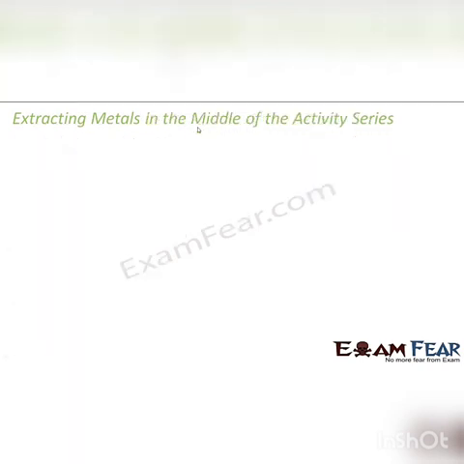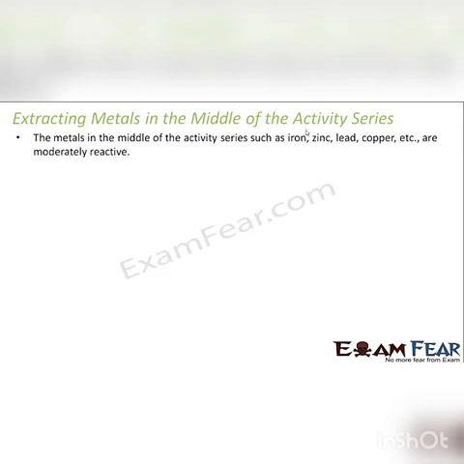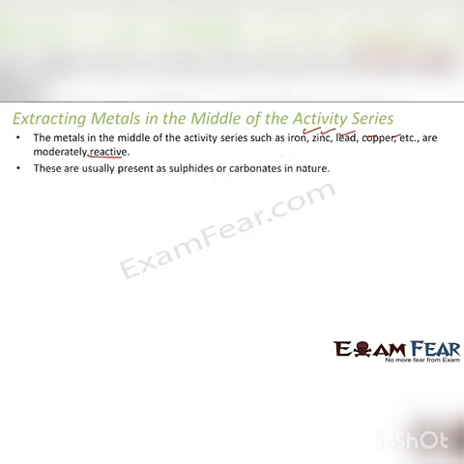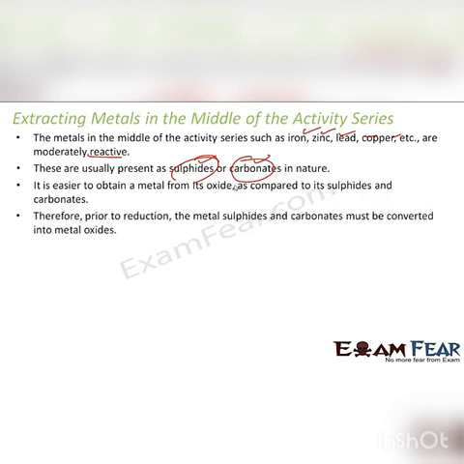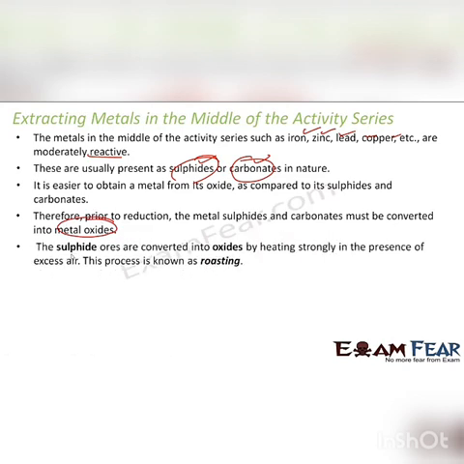For the metals in the middle of the reactivity series, such as iron, zinc, lead, copper, etc., they are moderately reactive. Correct? And these are generally present as carbonates or sulfides. So either carbonates or sulfides. But it is difficult to take out metal from the carbonate or sulfide ores. So we'll convert these into oxides. Correct? So if it is sulfide, we can convert it into oxide by roasting. And how to do this? You heat in the presence of oxygen.